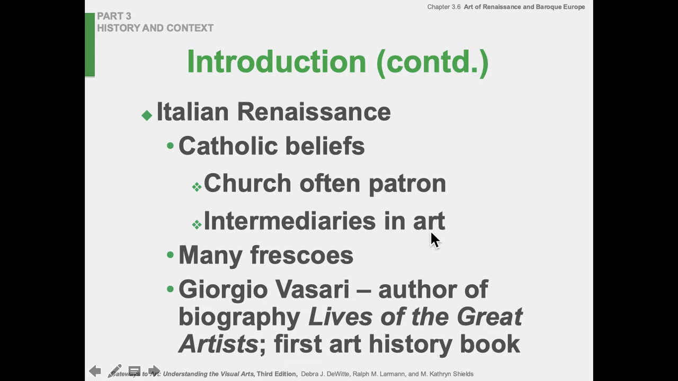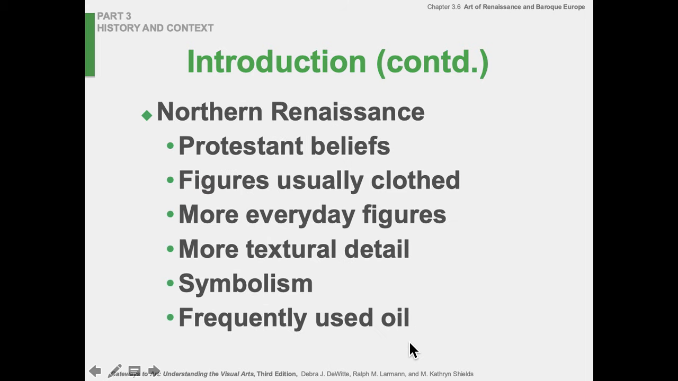So there's also the intermediaries in art. Those are the saints. So we're emphasizing the influence of the church, and the importance of intermediaries such as priests, the Pope, and saints. Okay, so we'll see that in the artwork. Frescoes, we know what frescoes are. Big pieces, and they're sort of instructional to a degree. And then Giorgio Vasari writes Lives of the Great Artists. So that's a first art history book, and it starts to look at the past and bring that in.